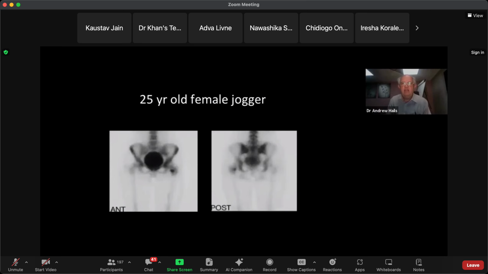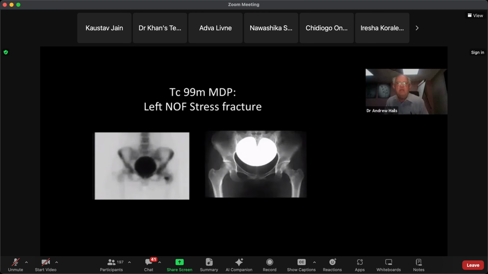Right, okay, so I won't ask you about this one. It's a jogger, got increased activity, and it was again a stress fracture.